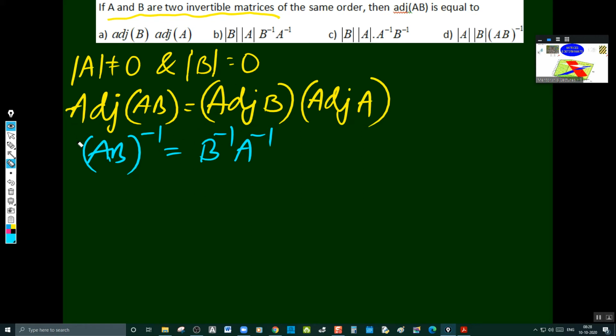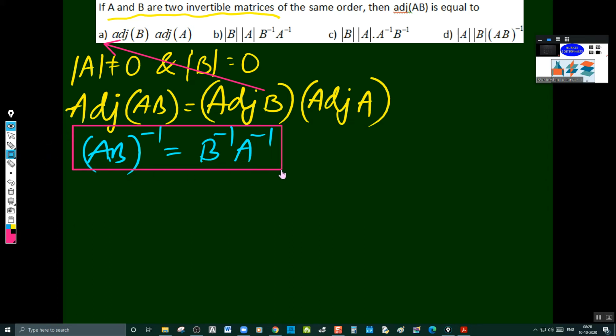Now, adjoint of AB is adjoint B into adjoint A, and thereby you can clearly understand the first option is correct. Similarly, the question is containing adjoint of AB, and we will see this later. Just to revise the concept or the formula, I have given you that.